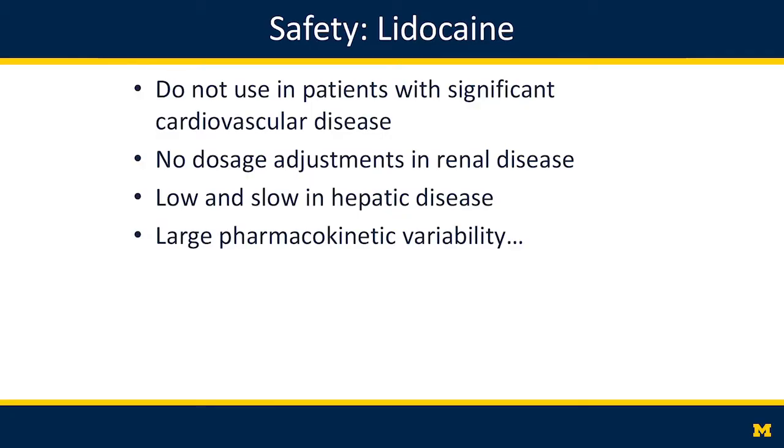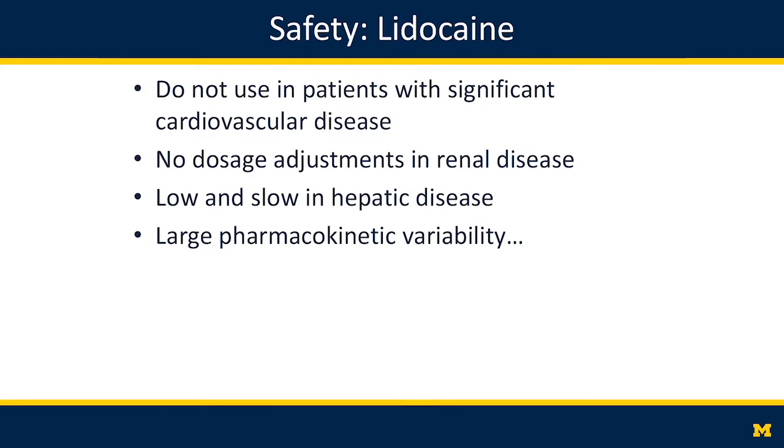Lidocaine, it's actually an antiarrhythmic, so don't use it in patients with significant cardiovascular disease. You don't have to adjust it in renal disease. If they have liver disease, low and slow. But the problem with this drug is it has very wide and variable pharmacokinetics. So even though most patients do okay on it, you really have a hard time predicting who's going to respond versus who's going to get a toxic level on this. But it's an option because we can monitor lidocaine levels.